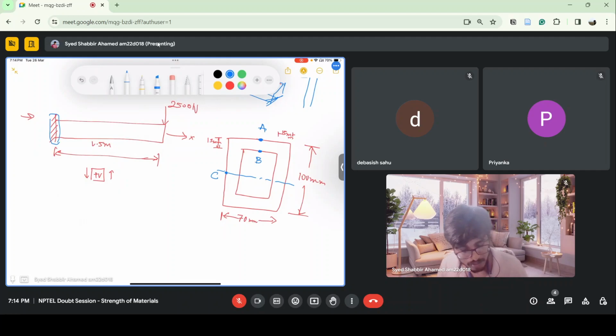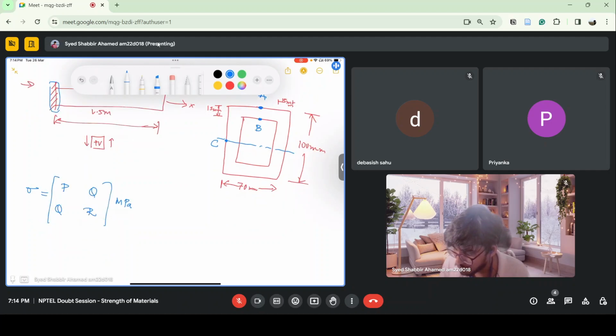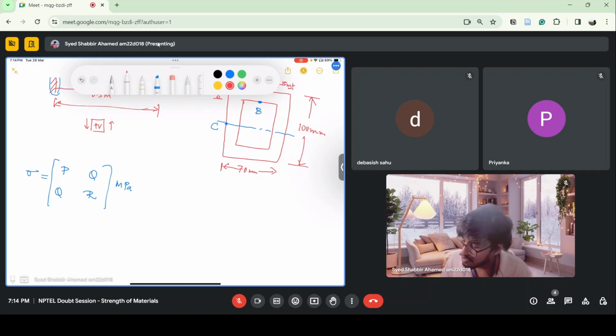Let's say a planar stress tensor, sigma, with components P, Q, Q, R in MPa. We have to determine the values of P, Q, and R at the fixed end of the beam for the given load. So the first question is: find the value of P at point A.